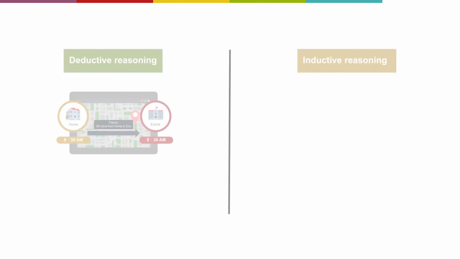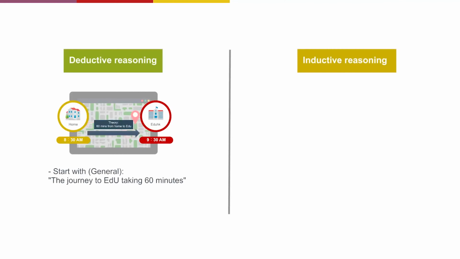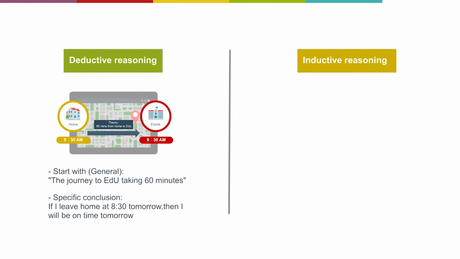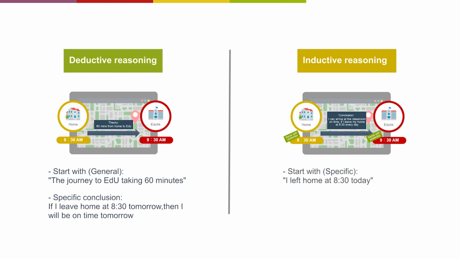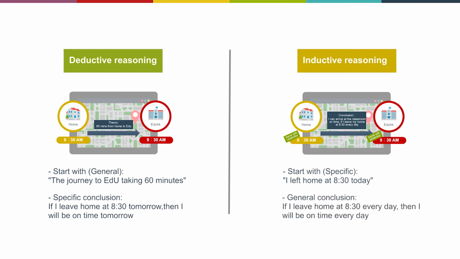As you can see, deductive reasoning starts with something general. The journey to EDU takes 60 minutes. I arrive at a specific conclusion. If I leave home at 8:30 tomorrow, a specific conclusion just for tomorrow, then I will be on time tomorrow. But for inductive reasoning, I start with something specific. I left home at 8:30 today, just today, and then I arrive at something general. If I leave home at 8:30 every day, then I will be on time every day.